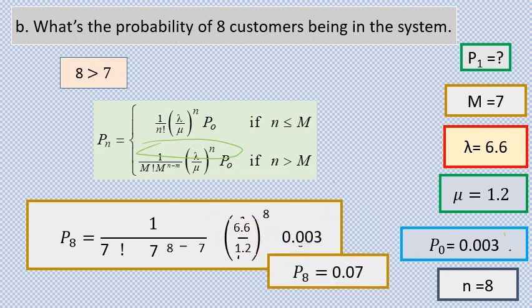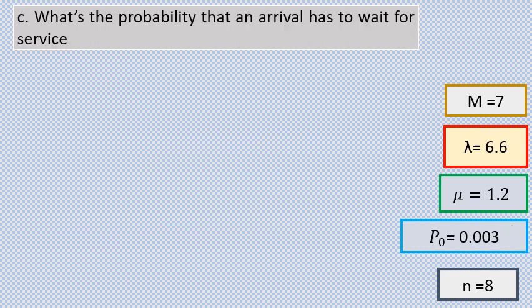And we should get the probability of 8 customers being in the system, 0.077%. Now this could be a little bit off because I'm using a different table. So the question now is asking us for the probability that an arrival has to wait. Now this is what PW is. The probability that a customer has to wait is PW.